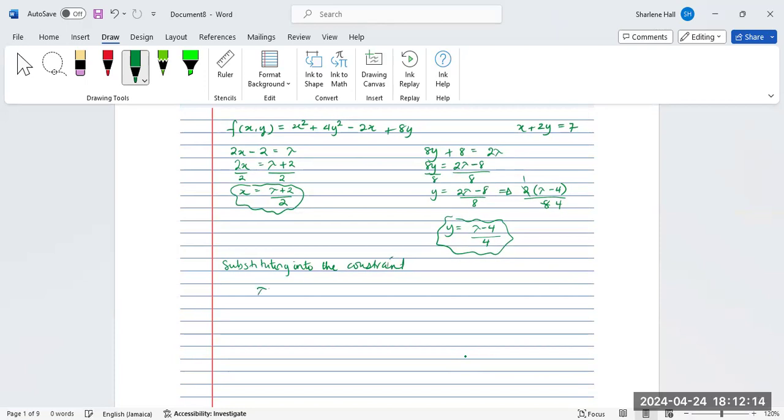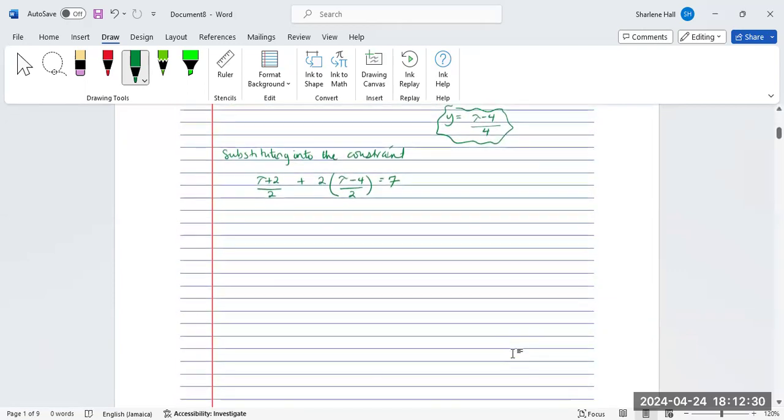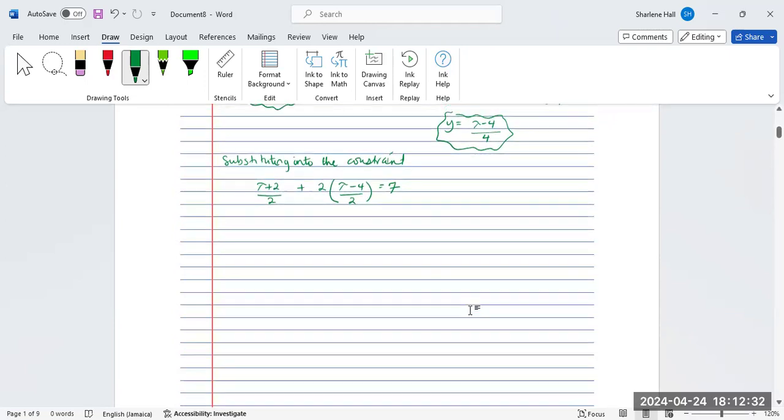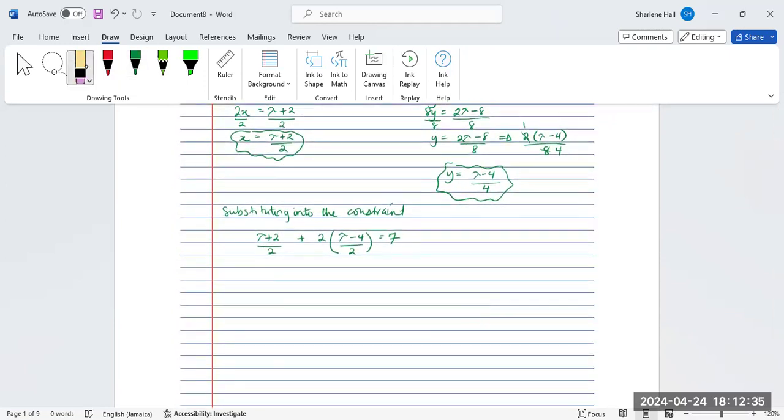x is lambda plus 2 over 2 plus 2 times lambda minus 4 over 2, and all of that is equal to 7. Am I on the right track so far? Yes, sir. All right. No. Supposed to be 4. I'm doing a question one step ahead of myself. Oh, no, sorry, it's not supposed to be lambda minus 4 over 2. Hold on, sir. Lambda minus 4 over 4.